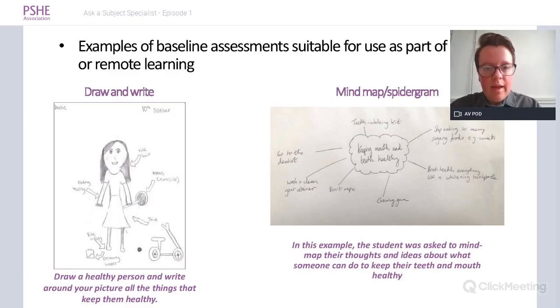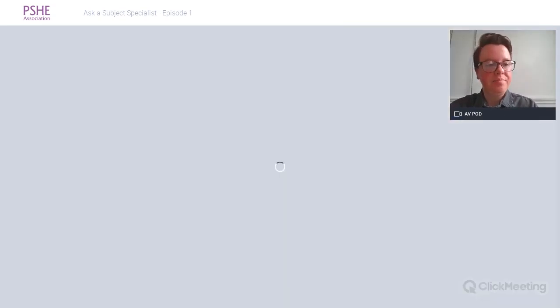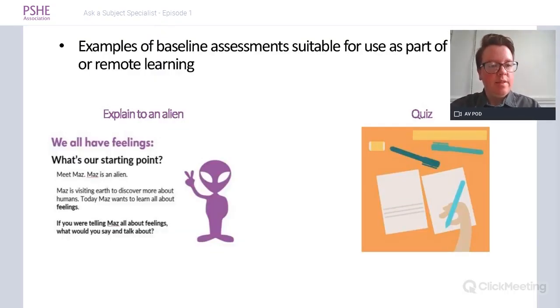In the next example, the mind map, this student, I think a Key Stage 3 student, was asked to mind map their thoughts and ideas about what someone can do to keep their teeth and mouth healthy. This example is Explain to an Alien.